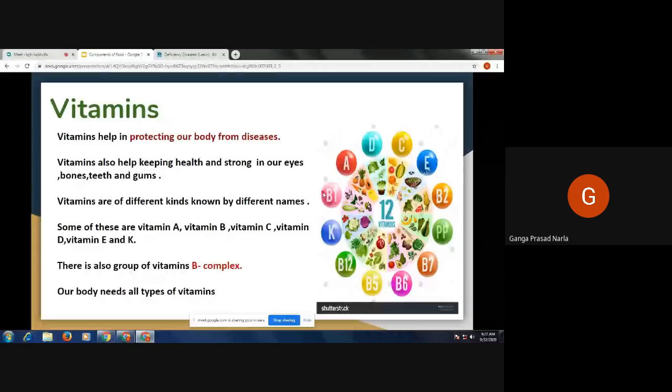So vitamins help in protecting our body from diseases. We discussed this, right? So what are the uses of vitamins? Everyone, please mention in the chat box what the uses of vitamins are.